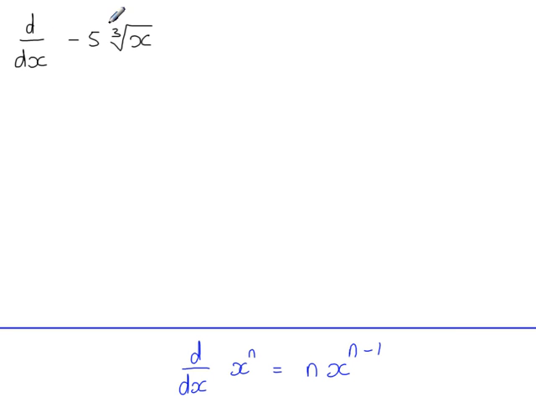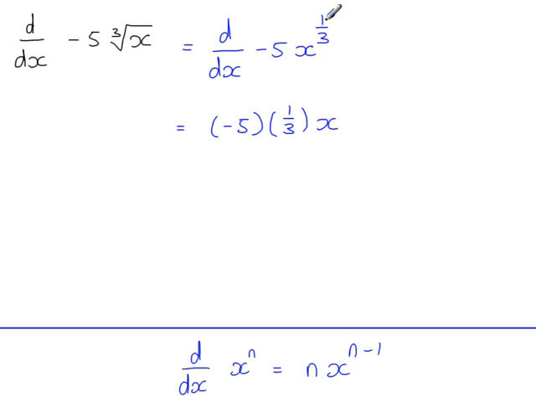Differentiating minus 5 times the cube root of x. The cube root of x in index form is x to the power of a third. Differentiating gives us minus 5 from here. The 1/3 comes to the front, times x to the power of, and we have to subtract 1 from the original power, so 1/3 minus 1 to give minus 2/3, and then simplifying.